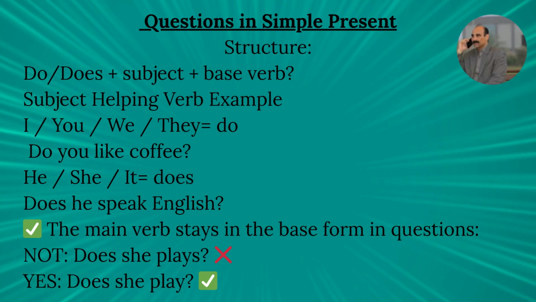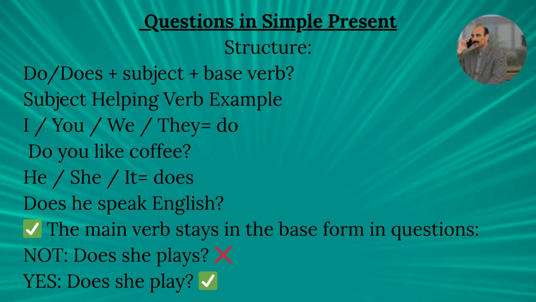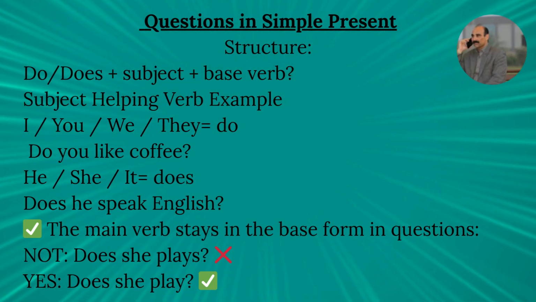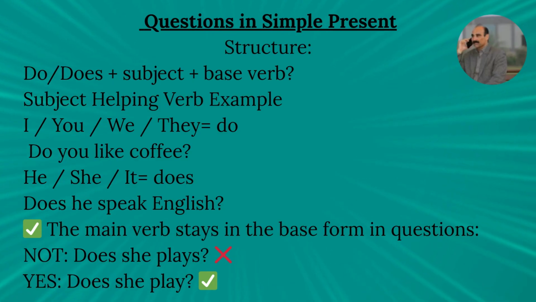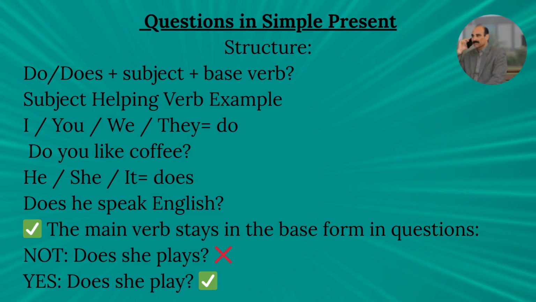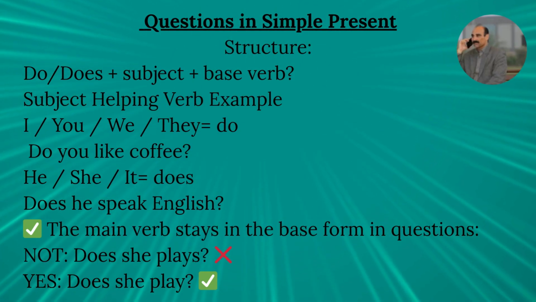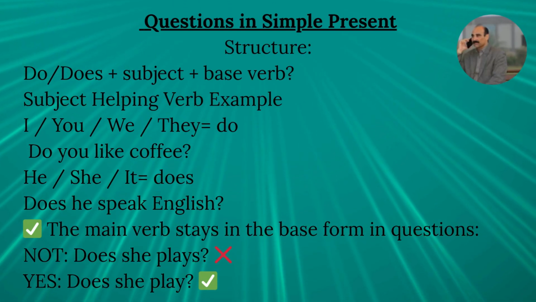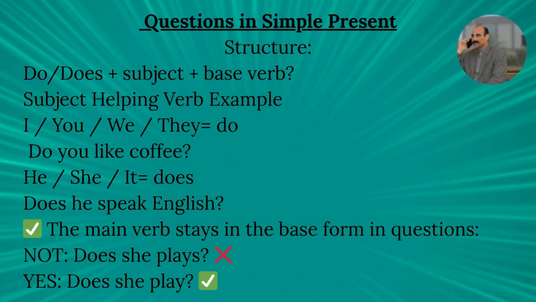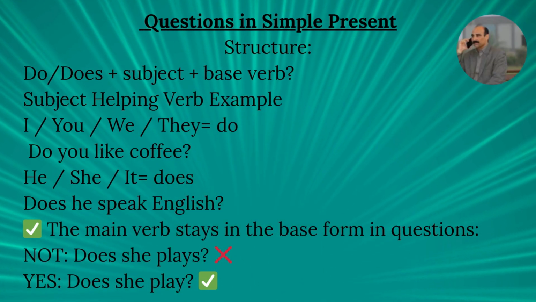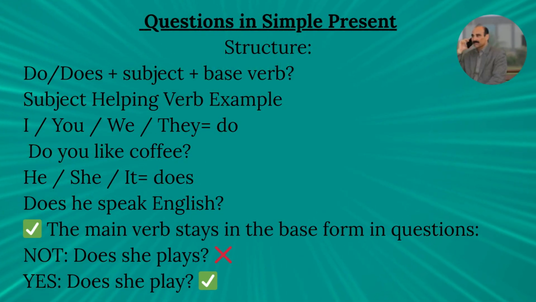Now, how to make questions in simple present tense? In order to make question in simple present tense, follow these rules. Start with the helping verb do or does, followed by subject, followed by base form of verb. Now, when to use do and when to use does. If the subject is I, you, we, or they, use do as a helping verb.